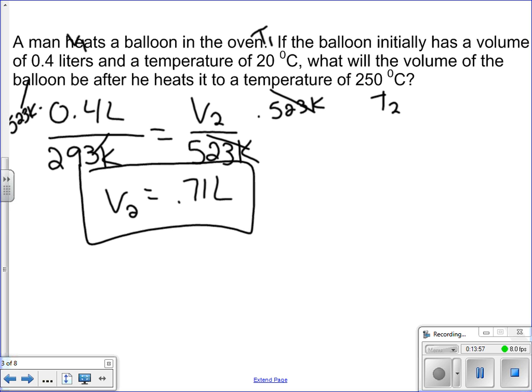Right, that's really all there is to Charles's law. And most of you will look at this mathematically as cross multiply and divide, which works fine. Just be careful when your variable, what you're trying to solve for, is in the denominator.